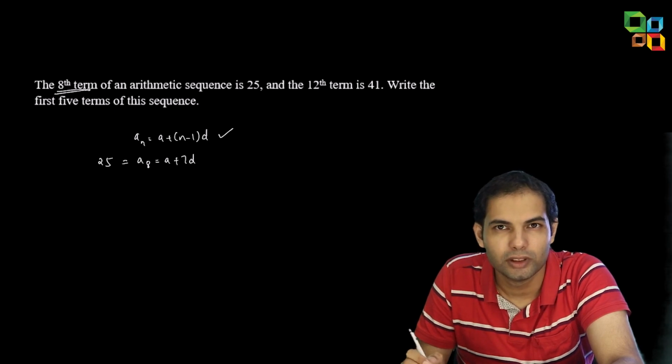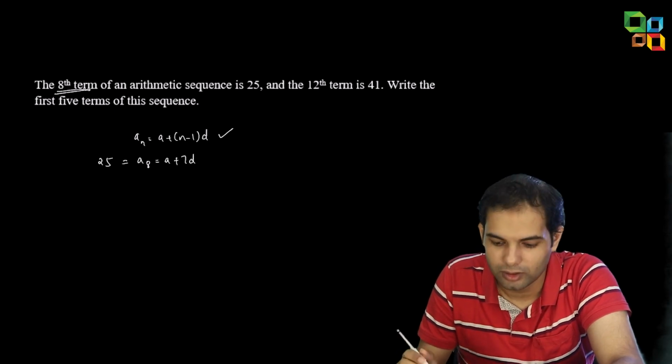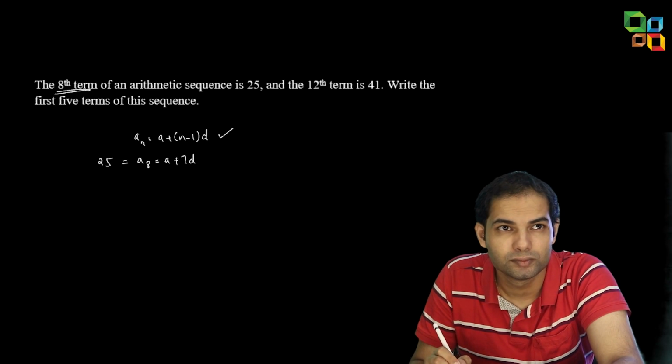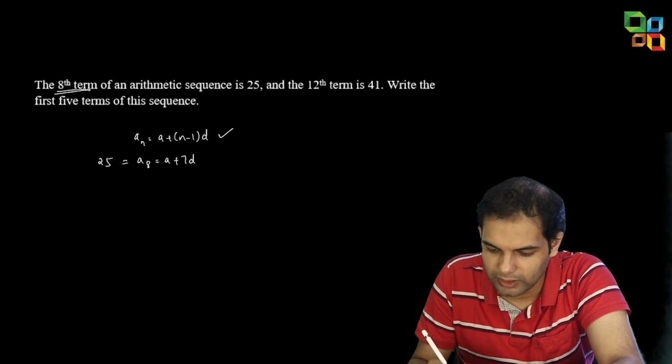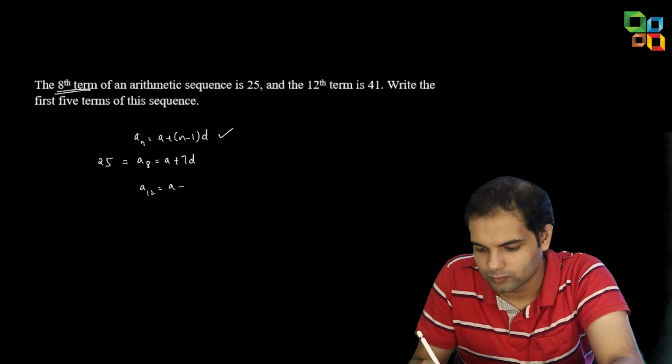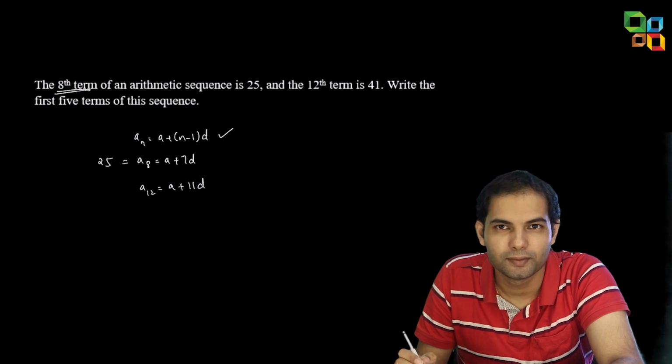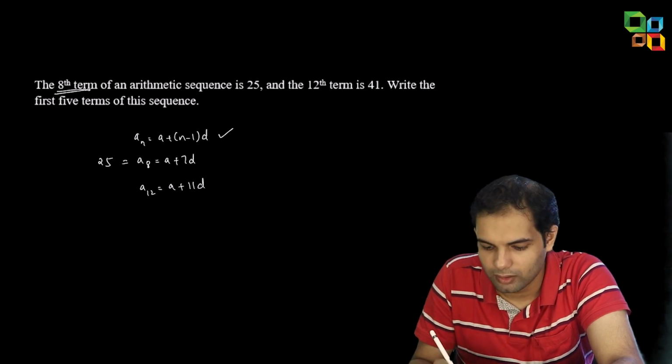So that's all we know. It's fine. We don't have the information of A or D. What else is given? The 12th term. What is the 12th term? A plus 12 minus 1 into d. So A plus 11D. Fine. Yeah, so this is 41.